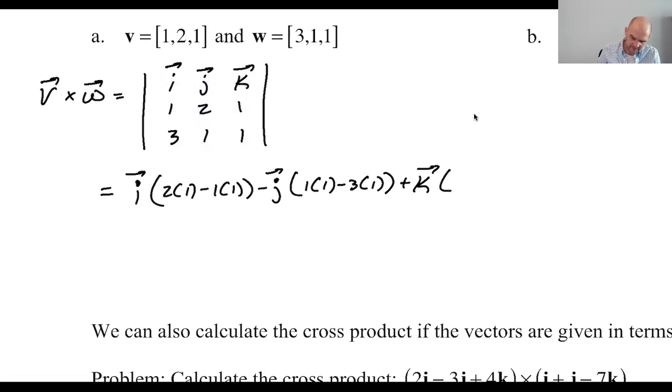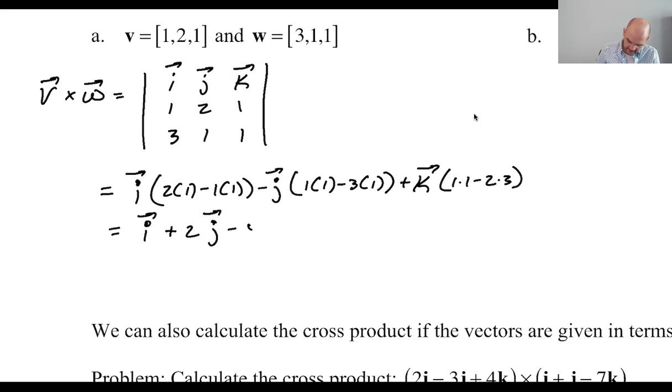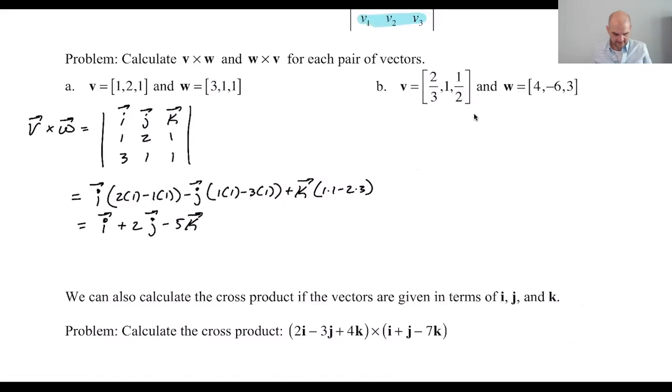Okay, row and column, gone. So it's 1 times 1 minus 2 times 3. And then we simplify this. So we get i, and then plus 2j, and then minus 5k. Okay, so that's what we got there.